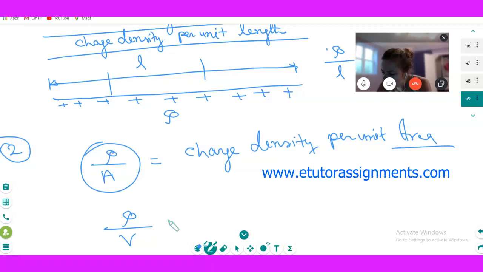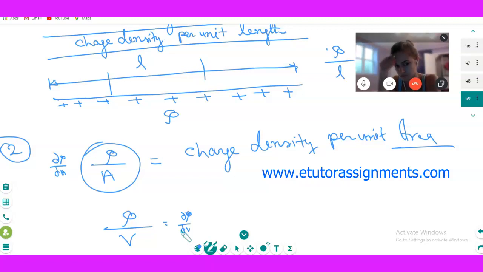But they also use this lambda. Lambda is charge per unit length always. Okay, but they write a very hard formula with integration. Yes, for this also you can write the formula: dq by dA, dq by dV. Correct? Means small volume. This differentiation formula will be used when the charge is not uniform.